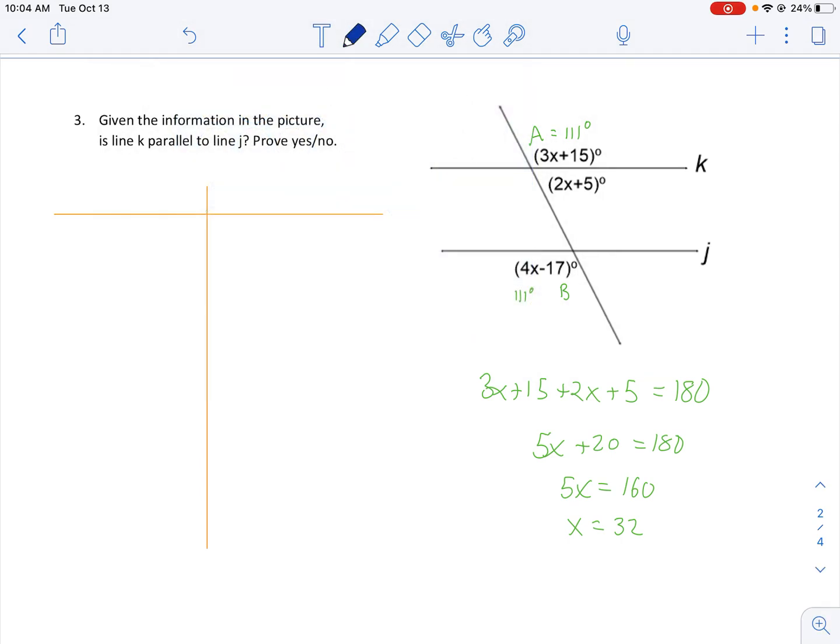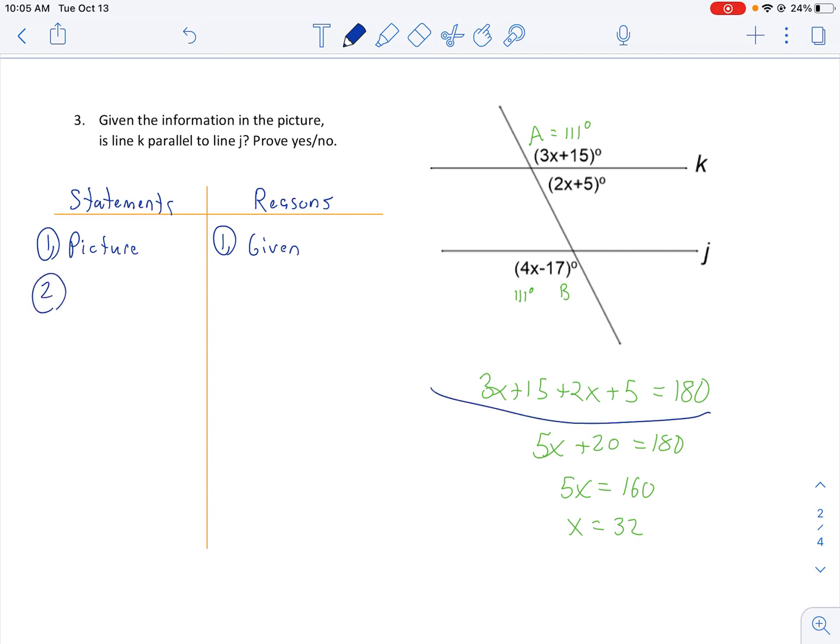So again, let's write this into a formal proof. We have our statements and our reasons. Let's just say picture. It's given. Okay, and then the first thing we did is we added these two angles together. So we say 3x plus 15 plus 2x plus 5 equals 180. And that is the linear pair postulate.